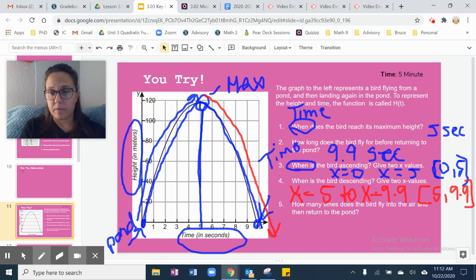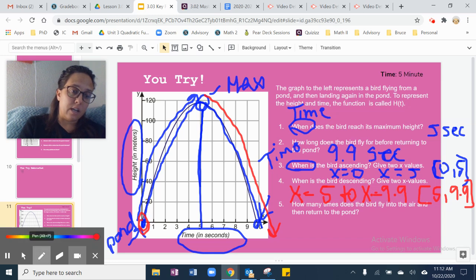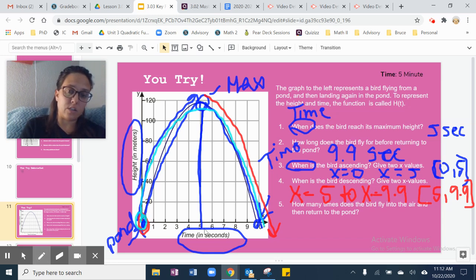How many times does the bird fly into the air and then return to the pond? Well, we see that it starts to ascend, right? And then it just does one time. If we had seen the graph look like this, that would have represented 2 times, right? And then 3 times, we can keep going. But for this case, 1 time.